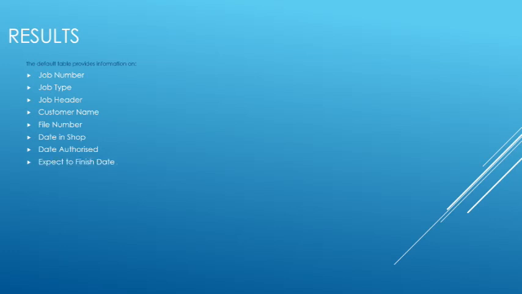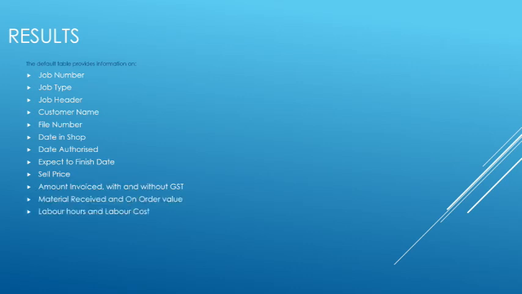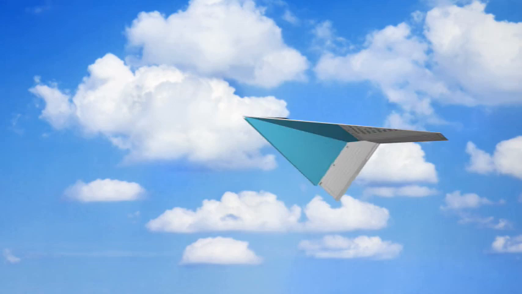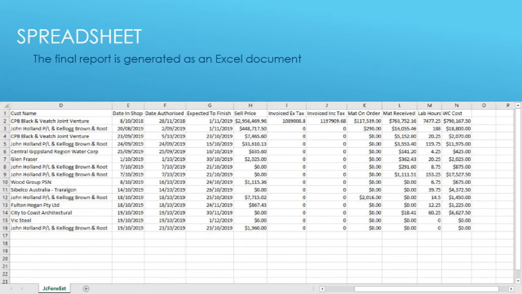By default, the table provides information on job number, job type, job header, customer name, file number, date in shop, date authorized, expect to finish date, sell price, amount invoiced, with and without GST, material received and on order value, labor hours and labor cost, work center cost, and quantity. The final report is generated as an Excel document.